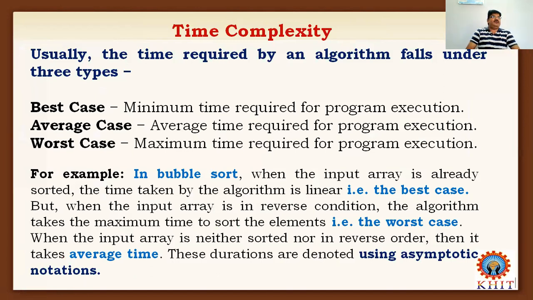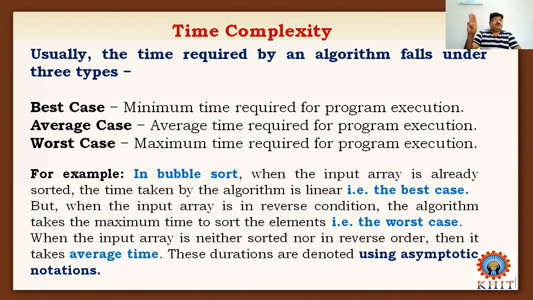So we discussed how to calculate the time complexity of the given algorithm in the previous slide. But what are the various types of time complexity? Basically, the time complexity may vary in three ways: best case time complexity, average case time complexity, and worst case time complexity. These three categories depend on the speed of the computer, the speed of the execution, and the compile time of an algorithm.